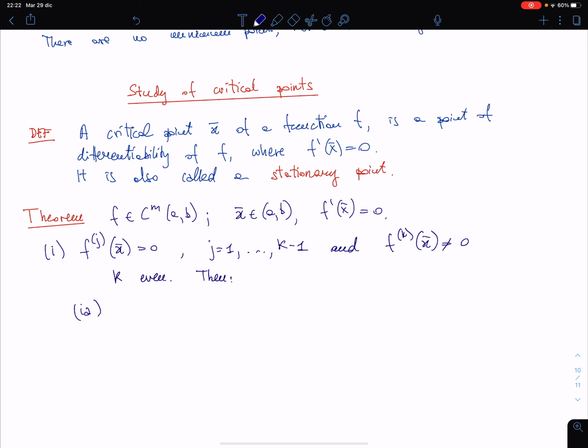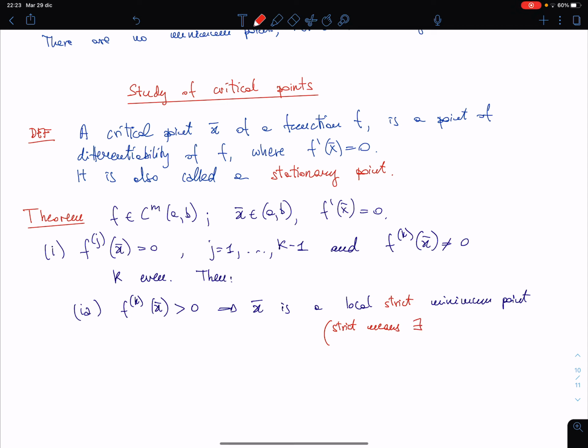1a, you have f^(k) of x bar larger than 0, then x bar is a local minimum point. And here I have to add a word that is very important, which is strict. And let me here write what is strict. Strict minimum point.